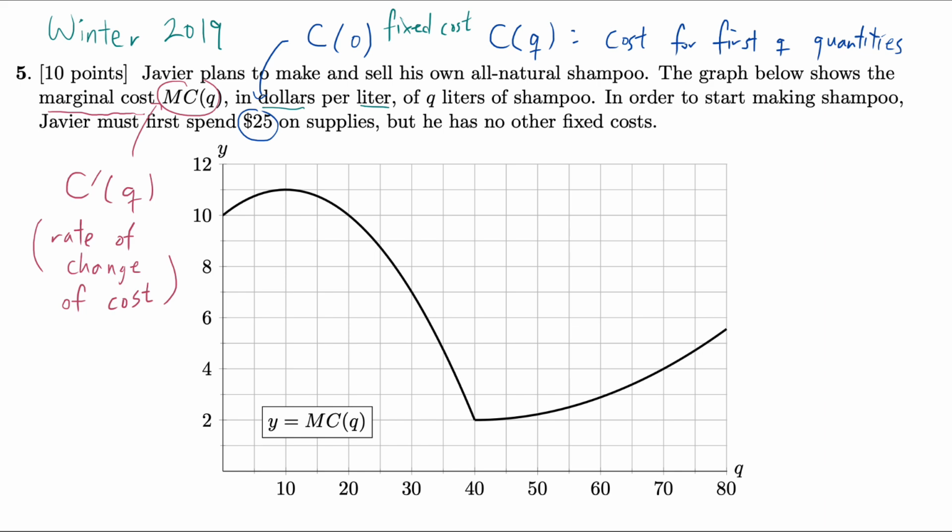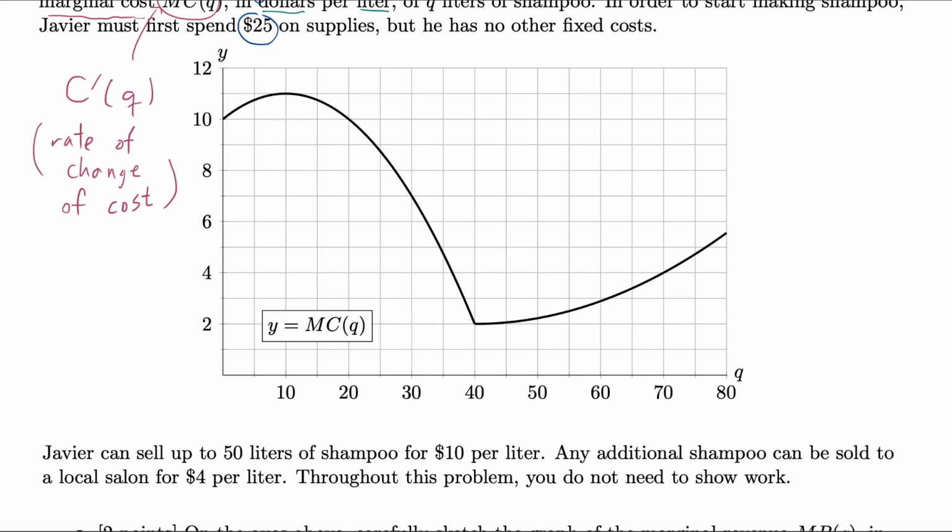What do we know? Well, now we get some information on revenue. So remember, revenue is the opposite of cost. If the cost is the money that you're spending, then how much money you're making is, of course, given by the revenue function, which is R of Q. And what information do we have on the revenue? Well, Xavier can sell up to 50 liters of shampoo for $10 per liter. And after that, any additional shampoo, he's going to sell for $4 per liter at a local salon.